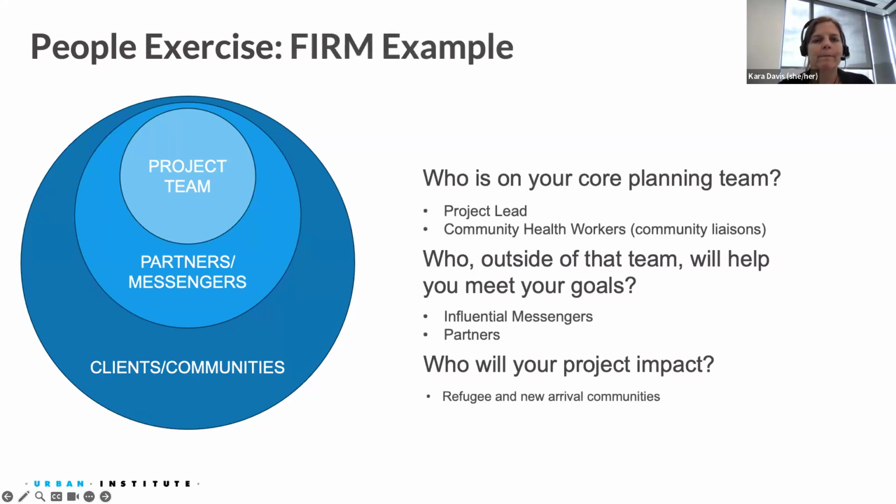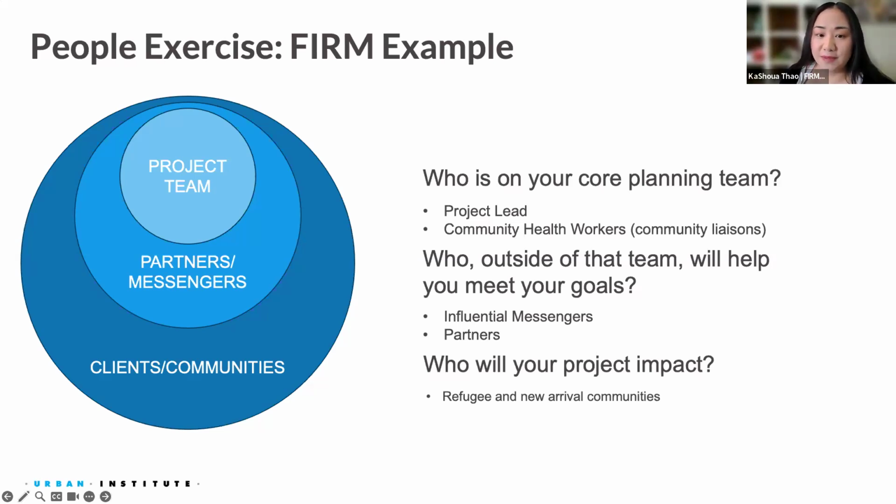her example. Yeah, so for Firm, our core planning team consists of myself, who is the project lead, and also community health workers. On our team, we had three community health workers and myself. We also call them community liaisons because we were putting the team together. We really thought about our refugee and new arrival communities, which communities really need to be outreached to, and which communities were the most in our counties that we're serving.